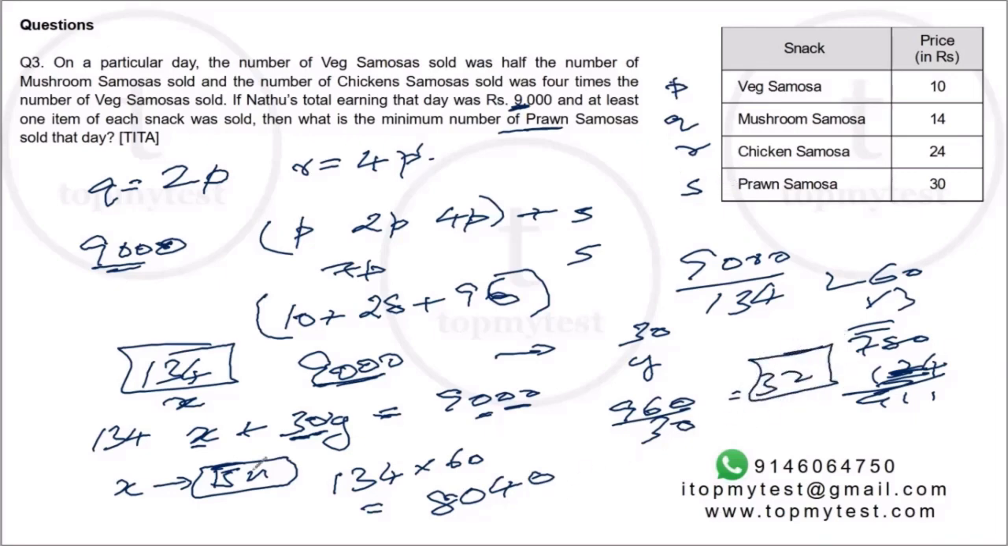Now, can I add one more multiple of 15? Let's try one more multiple of 15. 134 into 10 will be 1340. If you add 1340 to 8040, that will go beyond 9000. So you cannot add one more multiple of 15. So this is the maximum you can go with this bundle of 134. So at least 32 prawn items will be sold.